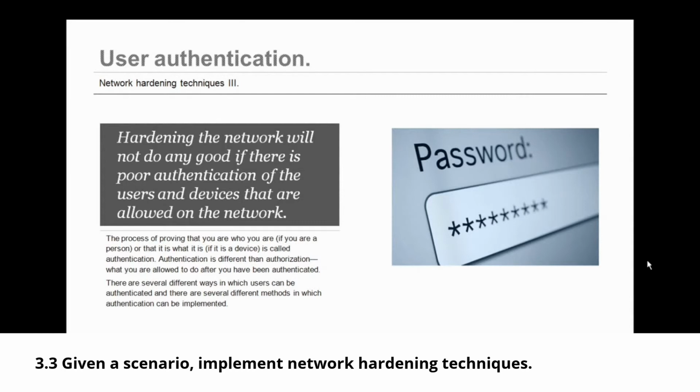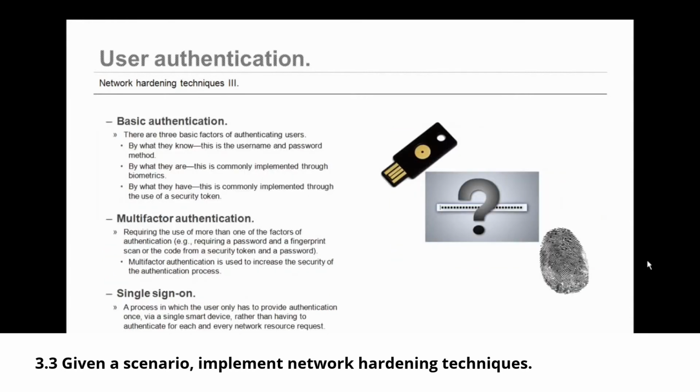There are several different ways in which users can be authenticated, and there are several different methods in which authentication can be implemented. Let's talk about basic authentication of the user. There are three basic factors for authenticating users. There's by what you know. This is the user and password method. By what you are. This is commonly implemented through biometrics. And finally, there is by what you have. This is commonly implemented through the use of security tokens. These are the three basic factors for authenticating users.